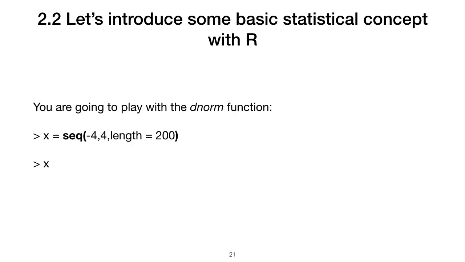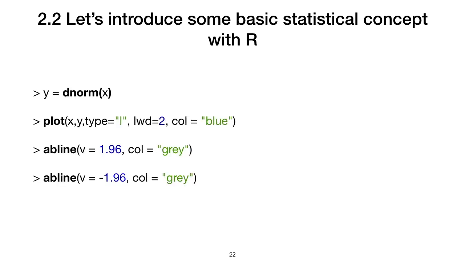First, we're generating some coordinates on the x-axis, 200 equally spaced numbers from -4 to 4, using the seq function. The name of the function stands for sequence. Then, with the dnorm function, dnorm stands for density plus normal, we're generating the values of the density function corresponding to these x coordinates, and that you have seen in slide 19. Finally, we plot these two sequences of numbers.